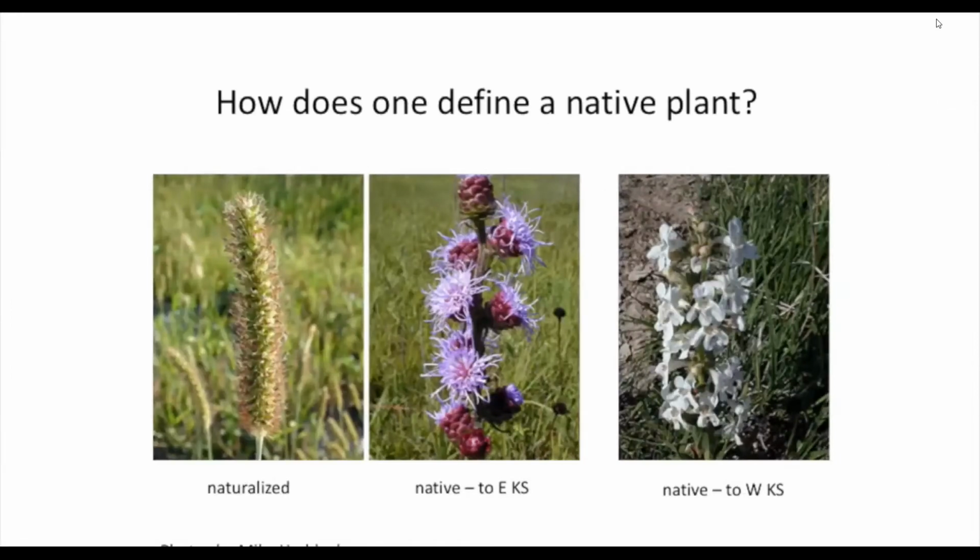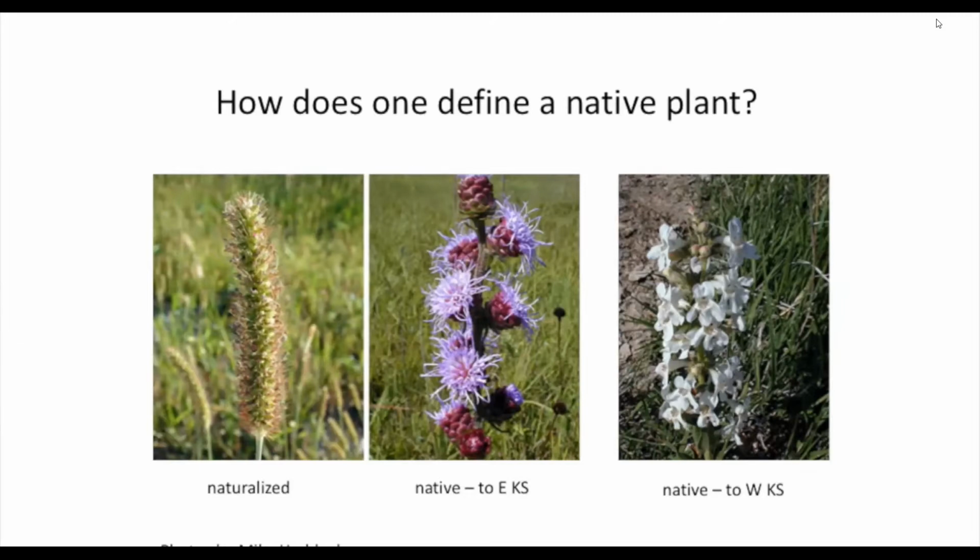The two plants that you see on the right, the purple liatris, the gay feather, and the white penstemon, are both native to Kansas, meaning they evolved with the unique set of conditions that we have here in Kansas. The rainfall, the soils, the climate, the insects and diseases that we have all evolved together. And so these two plants can be found naturally in Kansas. They were not brought over with the Europeans. They weren't introduced by human hands.